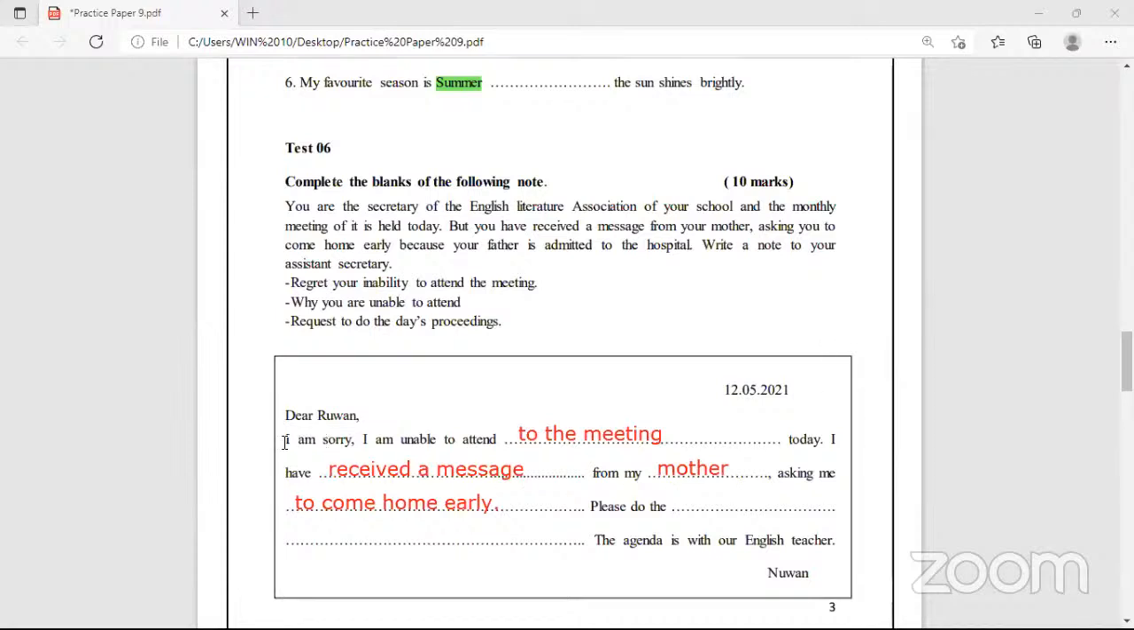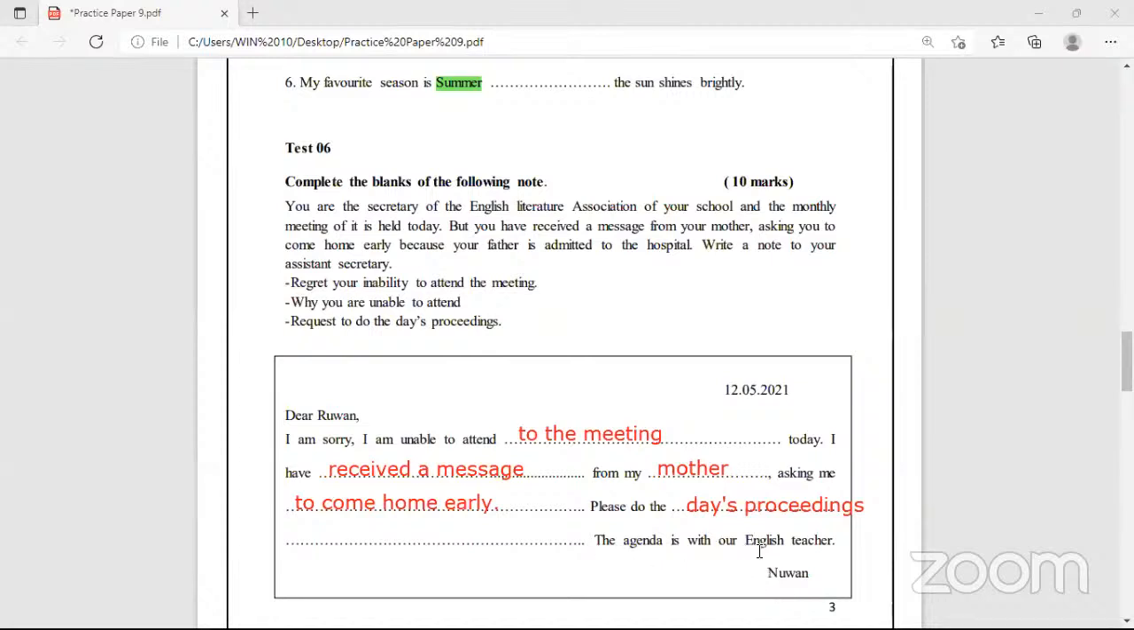So first, in the very first sentence, he says he regrets his inability, right? I'm sorry, I am unable to attend the meeting today, right? මට අද meeting එකට එන්න වෙන්නේ නැහැ. Regret කරනවා. Second one, he says the reason. I have received a message from my mother asking me to come home early, right? Then he requests, right? Please do the day's proceedings.